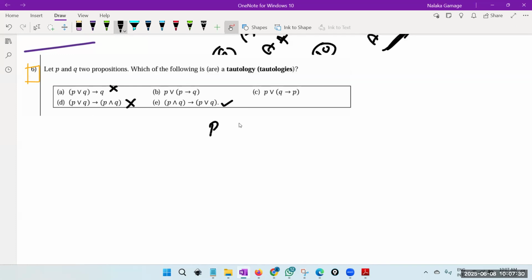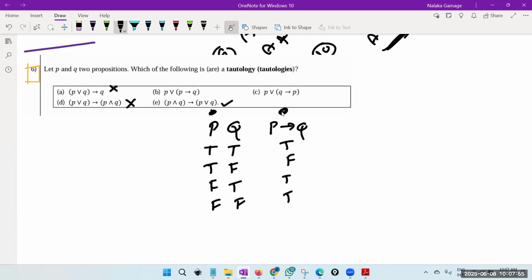P, Q: true true, true false, false true, false false. Then I need P implies Q: true, false, true, true. P or (P implies Q): true or true, true. True or false, true. False or true, true. False or true, true. It's a tautology.